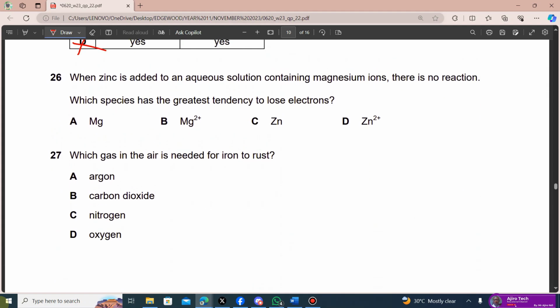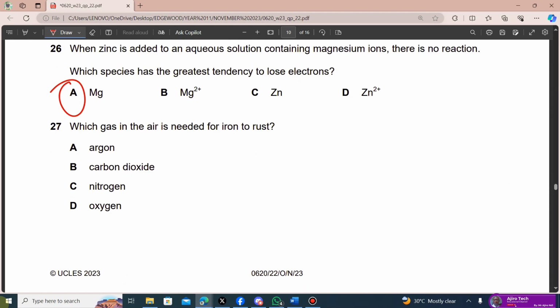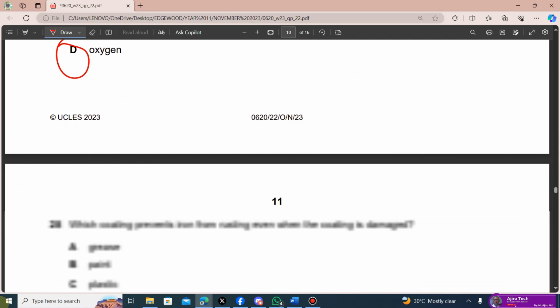Now, question 26: when zinc is added to an aqueous solution containing magnesium ions, there is no reaction. Which species has the greatest tendency to lose electrons? There's no reaction because zinc is below magnesium on the reactivity series. So the species that has the greatest tendency to lose electrons is magnesium in the ground state. Now, 27: which gas in the air is needed for iron to rust? Of course, you know it's oxygen. So 27 is settled. We go to 28.